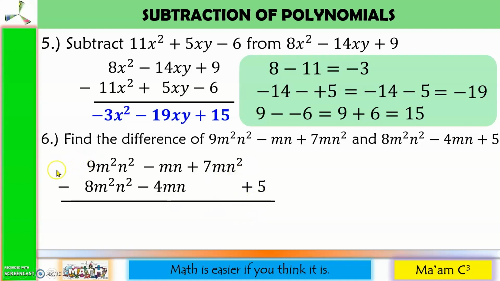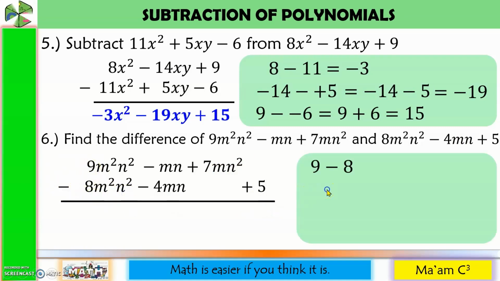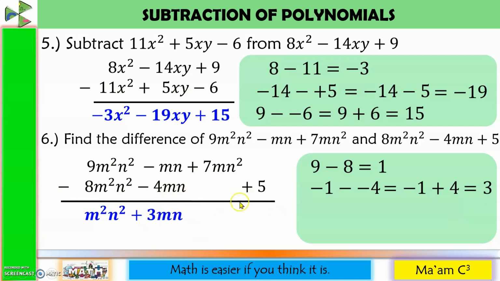Now, let us perform the operation for m squared n squared. So this will be 9 minus 8, and that is 1. No need to write 1, so we simply copy the literal coefficient m squared n squared. For mn, we have an invisible 1 here, so negative 1 minus negative 4. So same signs will become plus. Negative 1 plus 4, and that is 3. So plus 3mn.